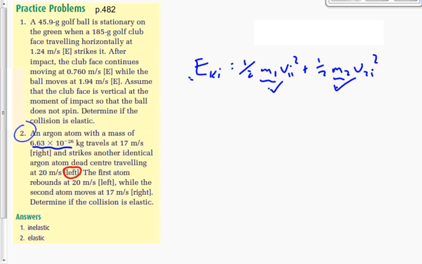Now, the next thing that I wanted to point out is the speeds here. What's this one going to be? V1i is what? 17, positive or negative? It's 17 meters per second, positive or negative? Positive 17 meters per second. V2i, 20 meters per second, positive or negative? No, positive 20 meters per second.